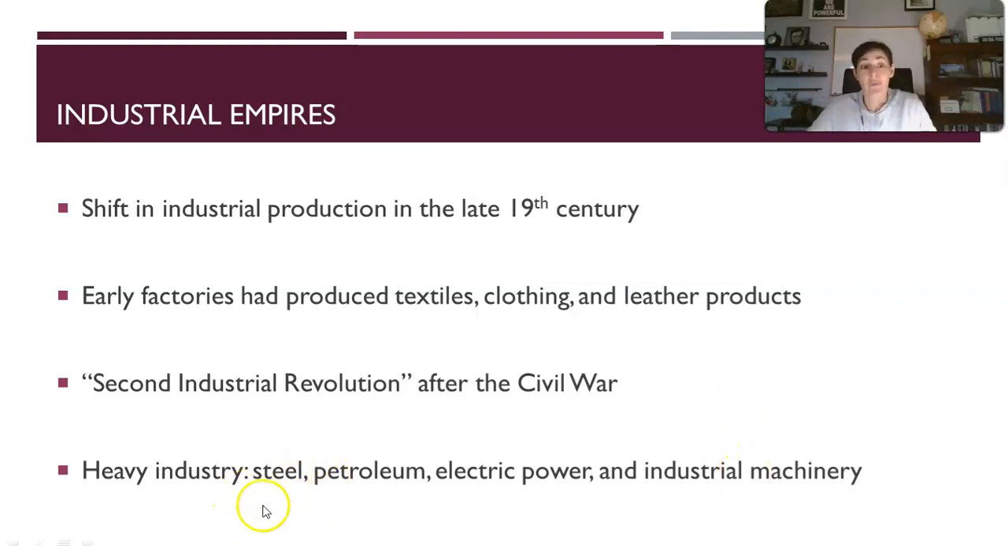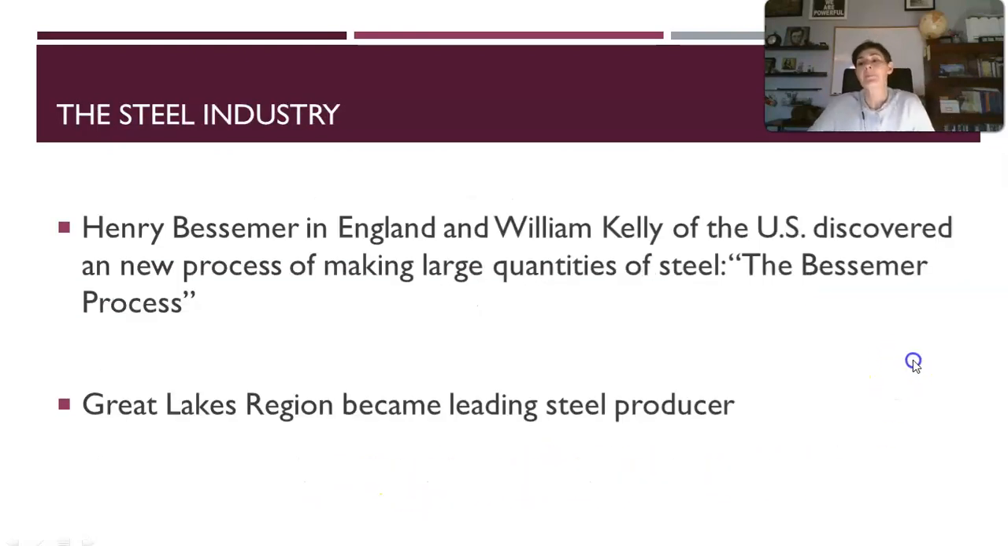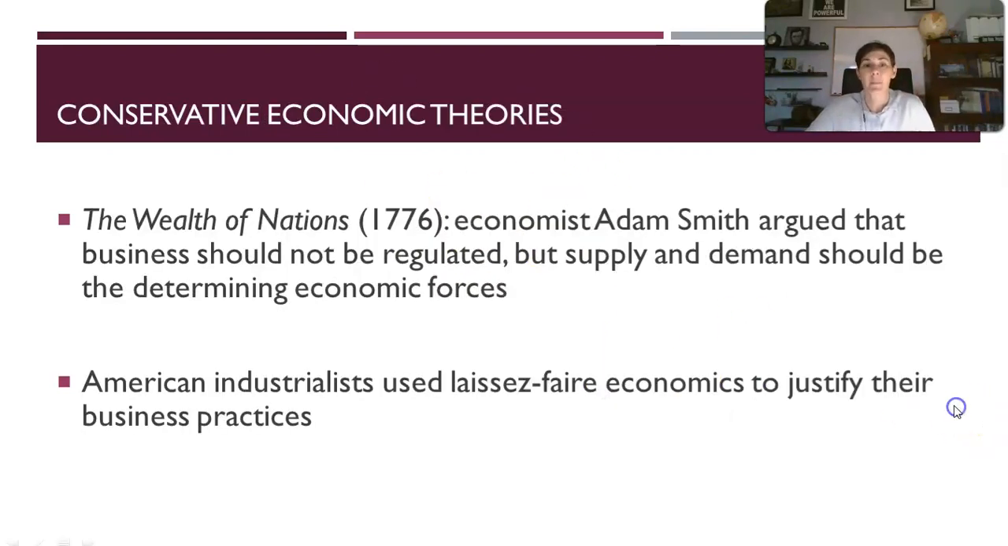In that second industrial revolution, we get heavy industry: steel, petroleum, electric power, industrial machinery. The steel industry would be nowhere without Henry Bessemer, okay? The Bessemer process made turning iron into steel a much more streamlined, faster, more efficient process. It was a new process of making large quantities of steel. Without steel, you can't have cities. Steel is what makes skyscrapers possible. Without steel, there's no cities. So this is really important.